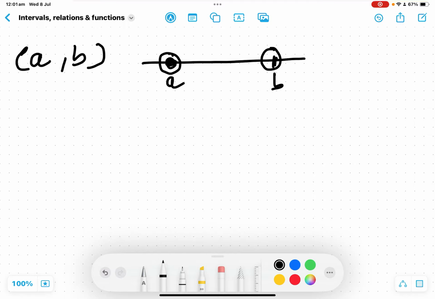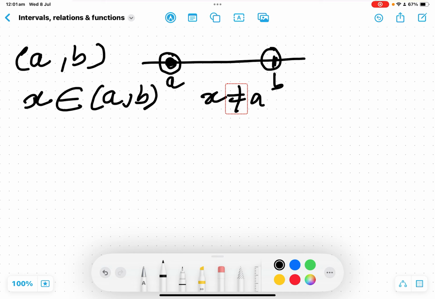So if we say X belongs to the set of the (A, B) interval, X is a real number that is in between A and B, but X does not equal A or B.